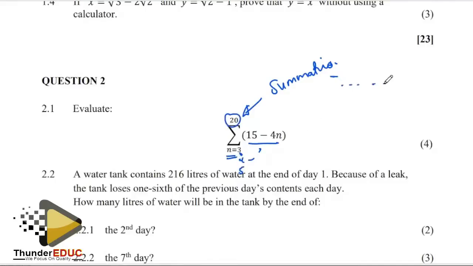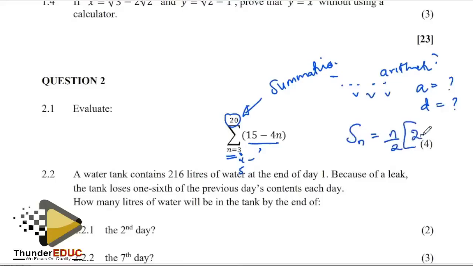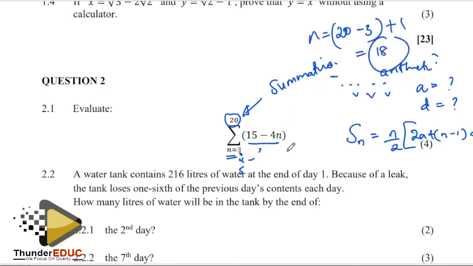So after getting those terms and determining whether it's arithmetic or geometric, let me assume this is arithmetic. Okay, I'll have to get my a, and then I'll have to get my d, and then bring in the sum of the arithmetic, which is n over 2 into 2a plus n minus 1 into d, and then do the substitution. How do I get the number of terms? I will get my last term where I'm ending, which is 20, minus the starting point, which is 3, and then I'll have to plus 1. So in this case, our n will be something like 18, and then I'll use n as 18.